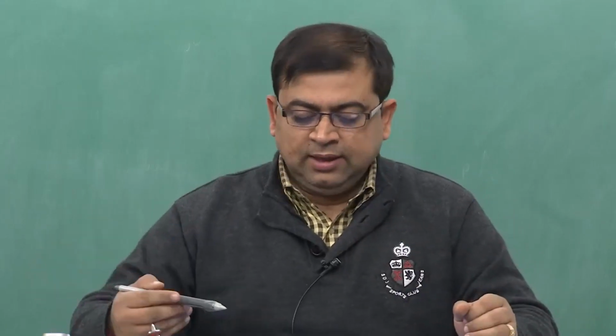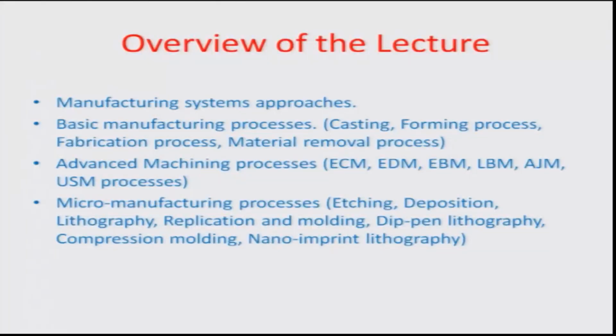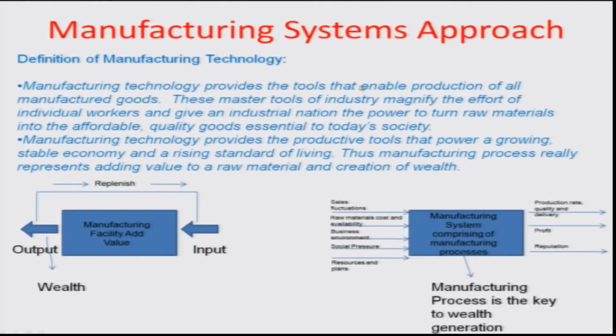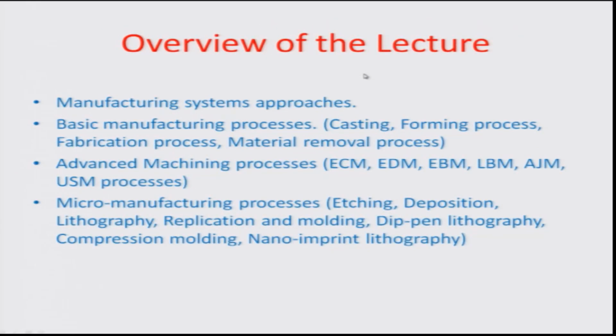I am going to tell you about some of the manufacturing system approaches. Then I would also discuss some basic manufacturing processes like casting, forming, fabrication, material removal. I would also like to describe some of the advanced machining processes, ECM, EDM, EBM, LBM, AJM, USM process, etc., and then micro manufacturing processes, etching, deposition, lithography, replication and molding, dip pen lithography, compression molding, nano imprint lithography, and so on and so forth. So this is only an introductory lecture.